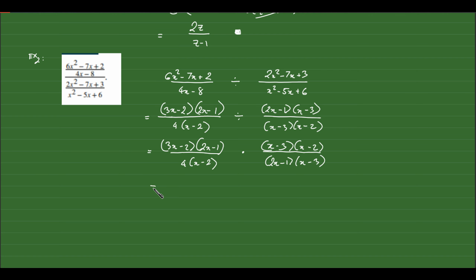Alright, now after you flip it, you're going to see something similar. You go ahead and cross them out. So this similar, cross them out. This similar, cross them out. This one cross them out, right? So what you have left is 3x minus 2 over 4. There you go. Alright. That's simple. Very simple like that.